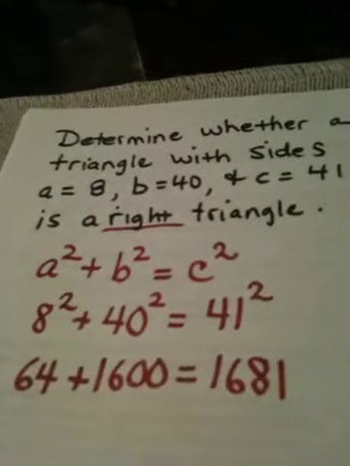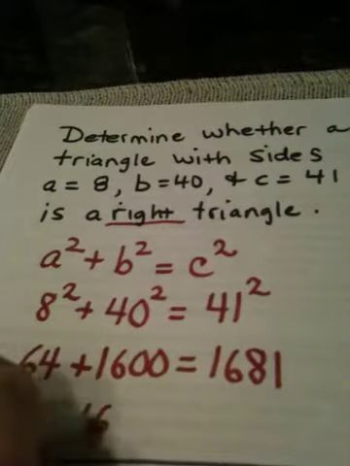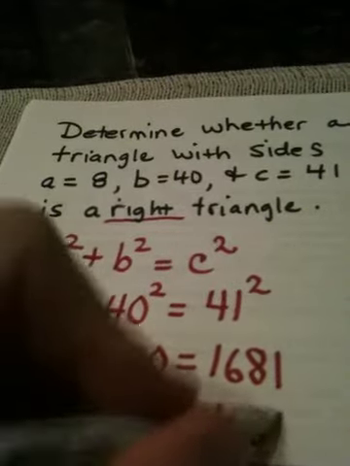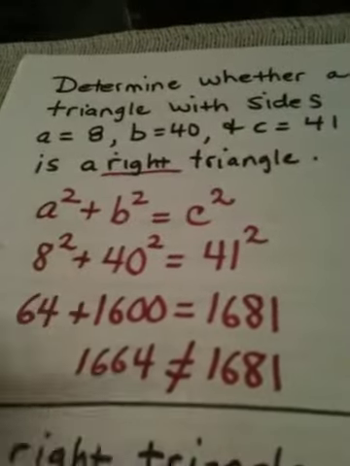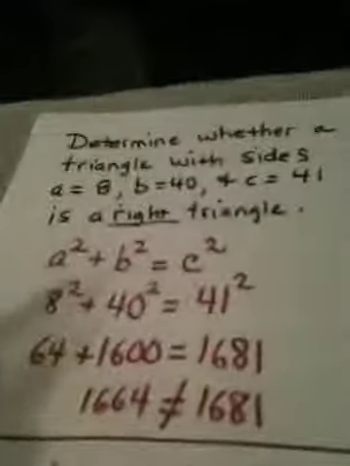1681. When I add these two together, I get 1664. Over here I get 1681. Nope, those are not equal to each other. So let's answer the question. Could this triangle be a right triangle? No.